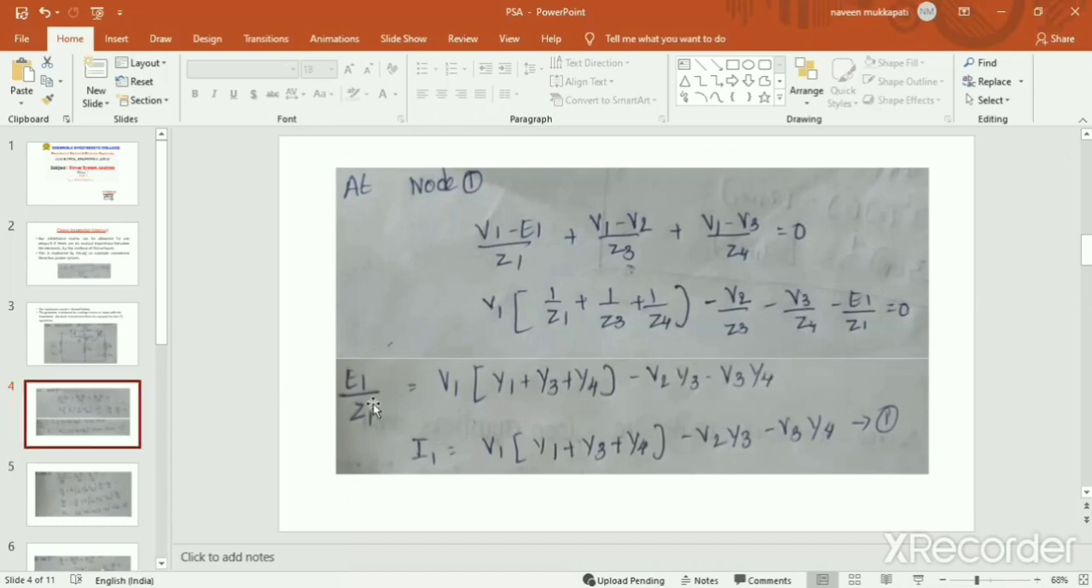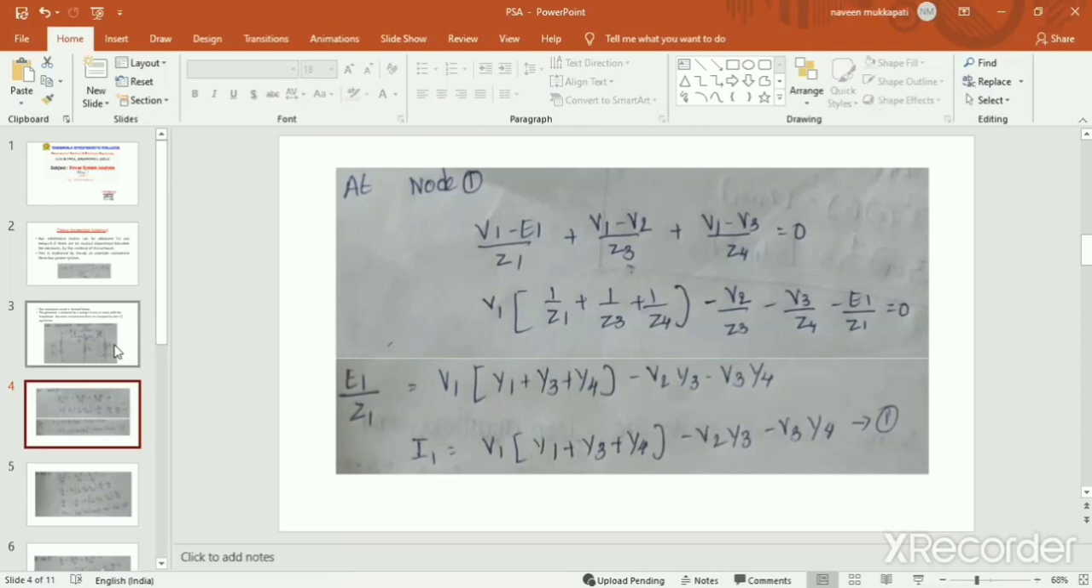Then we write down E1 by Z1 is I1. Therefore, I1 is equal to V1 into (Y1 plus Y3 plus Y4) minus V2 Y3 minus V3 Y4. This is equation number 1.